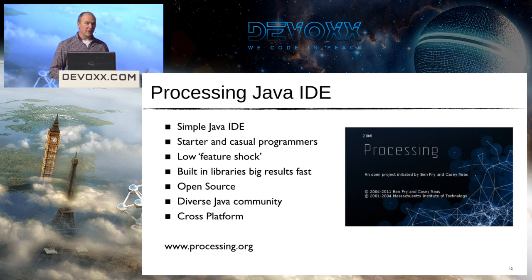So what was special about Processing? Well, it's a simple Java IDE. It's ideal for starters and casual programmers because unlike Eclipse or NetBeans, there's not 10,000 buttons to press, 10,000 options to choose from, which is literally, for a beginner programmer, puts you into a state of shock. But it does have a lot of built-in libraries, so you can get some good results very quickly. It's open source, diverse Java community, and it's cross-platform, which Java is. So these are the reasons that Processing formed the basis of all these clones that have since come.